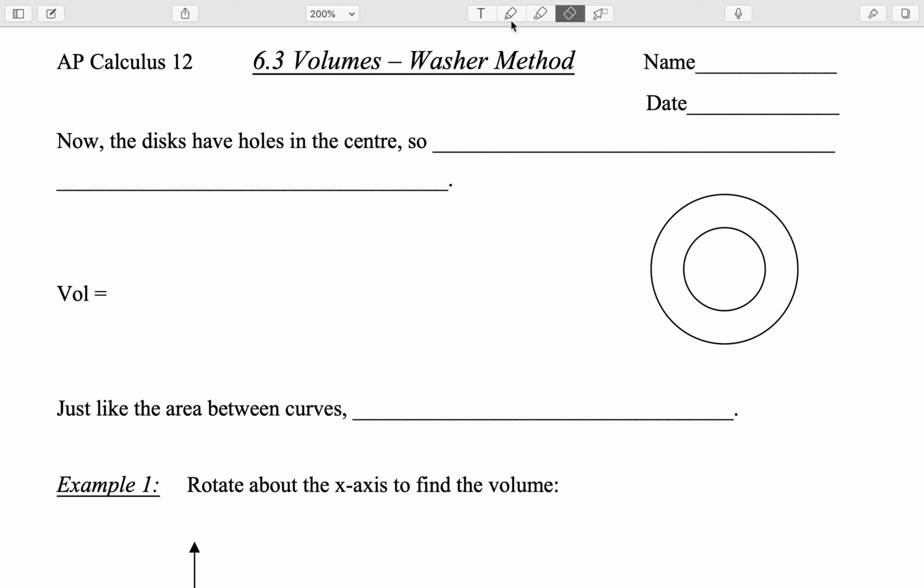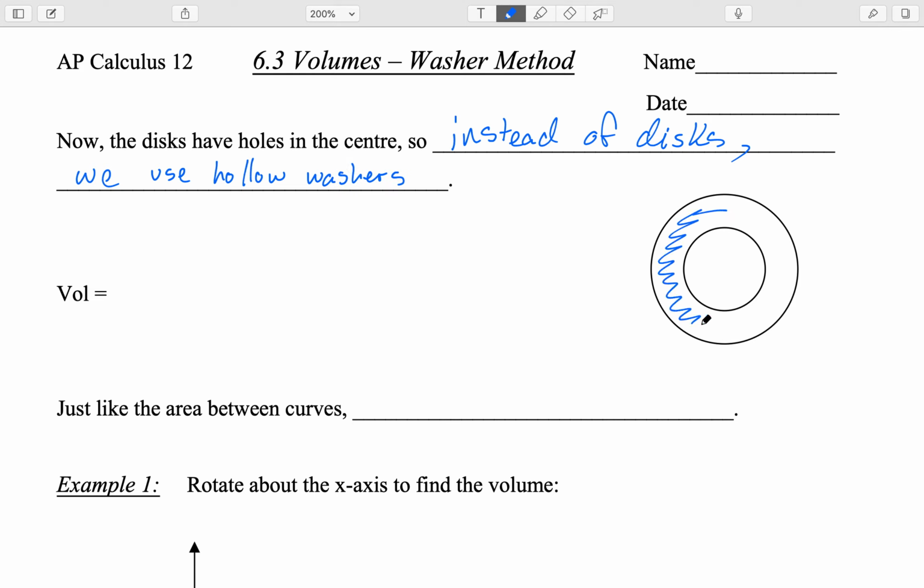So now instead of discs, we're going to use washers. So these are hollow. Really all it is, it's this part, the same old disc, but the center's been hollowed out, right? It's been erased out, it's been removed.